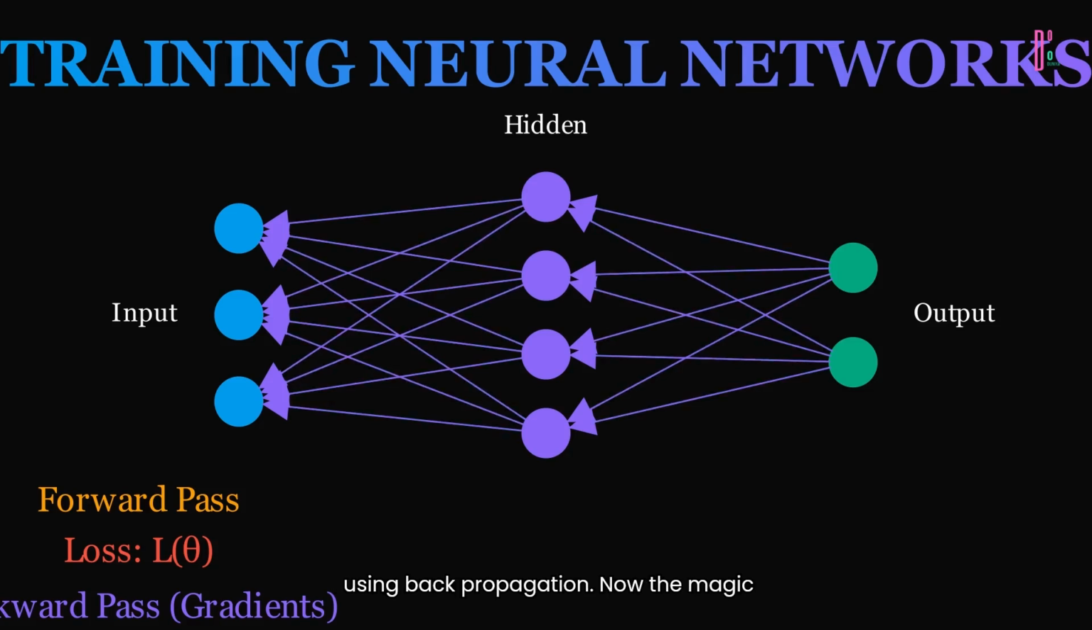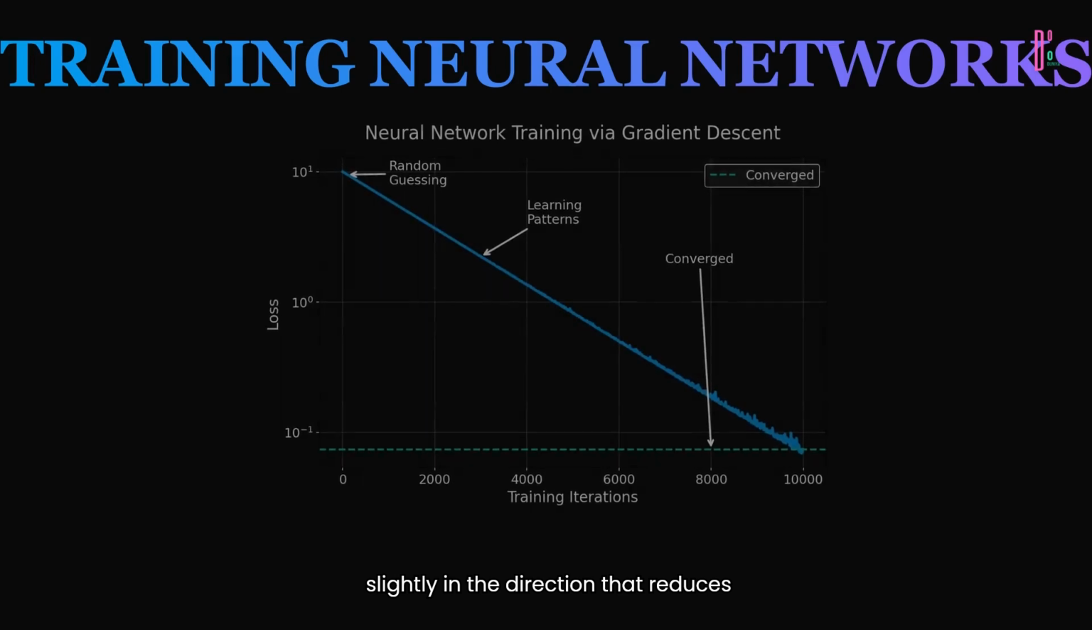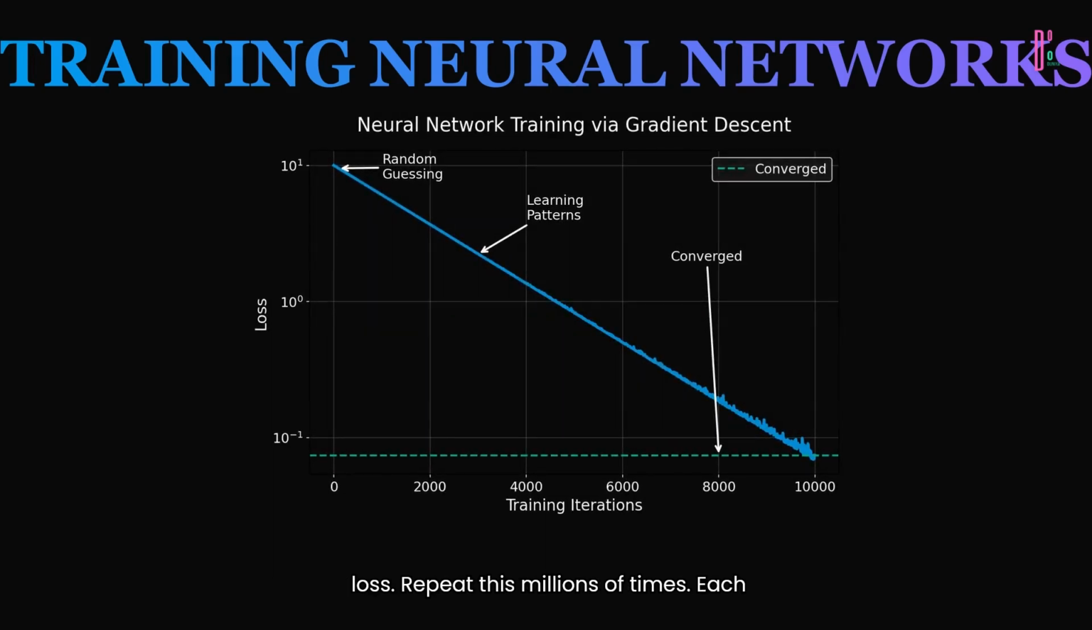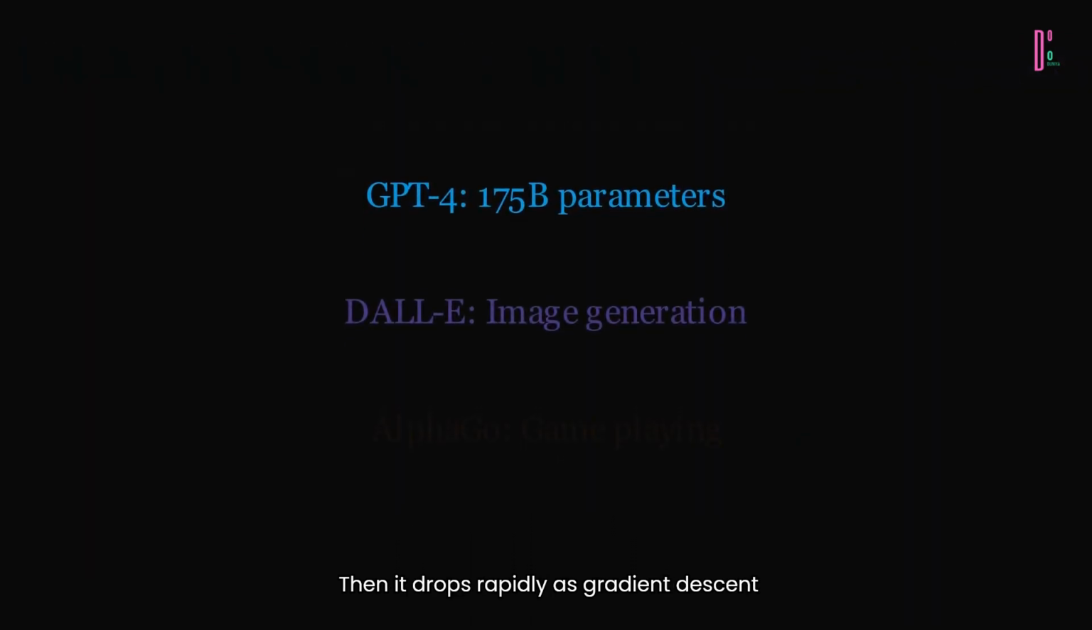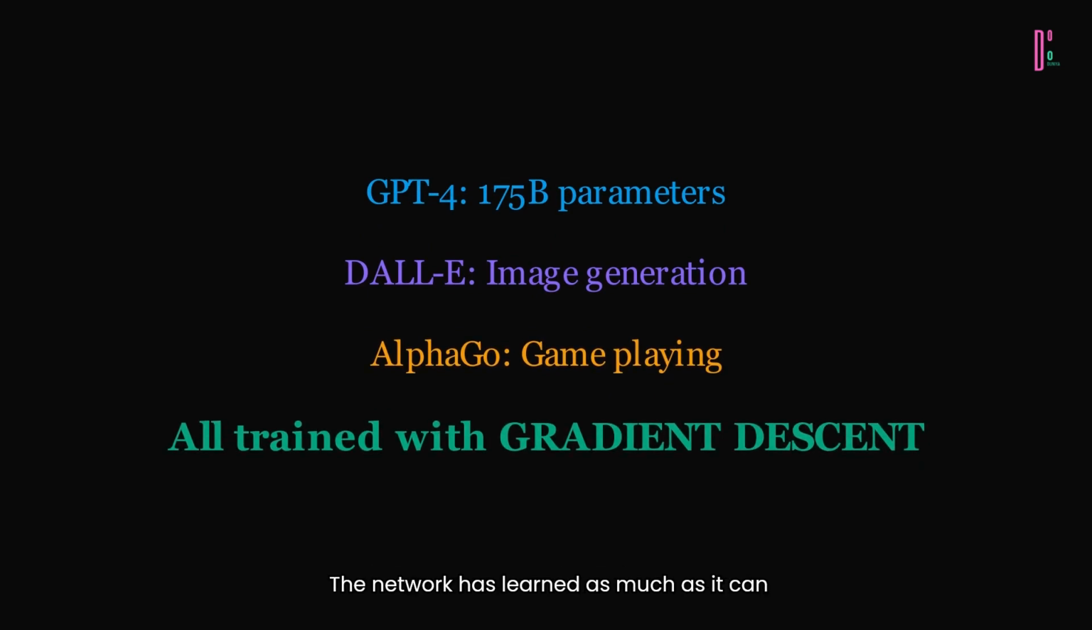Now the magic. Update all parameters simultaneously using gradient descent. Each weight moves slightly in the direction that reduces loss. Repeat this millions of times. Each iteration, the loss gets smaller. The predictions get better. The network learns. Watch the loss curve. It starts high, the network is guessing randomly. Then it drops rapidly as gradient descent finds patterns. Eventually it plateaus, the network has learned as much as it can from this data.